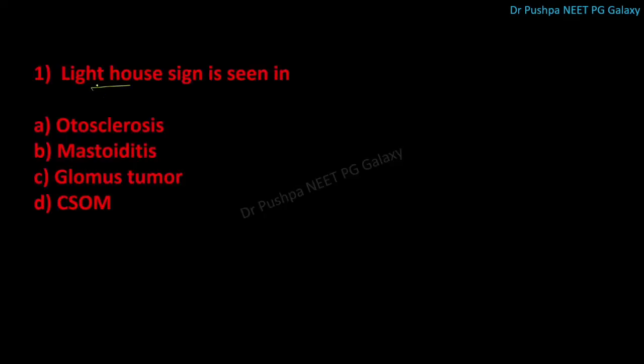The first question is: lighthouse sign is seen in option A otosclerosis, mastoiditis, glomus tumor, CSOM. The correct answer is mastoiditis. Why is the answer mastoiditis? We have learned that lighthouse sign is seen in ASOM, that is acute suppurative otitis media. But here the option given is mastoiditis. Why is this the answer? Because mastoiditis is the most common extracranial complication of ASOM. So the correct answer is mastoiditis.